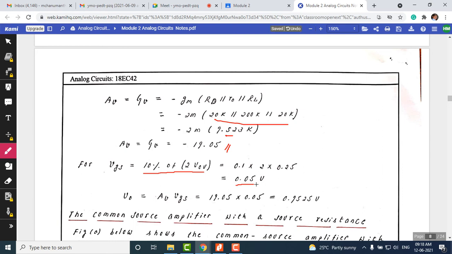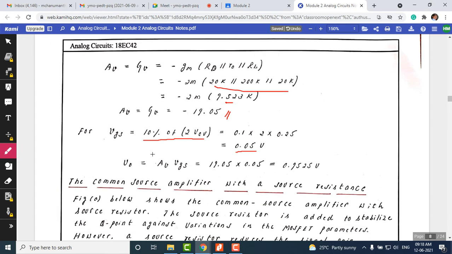Now here they are asking what the output voltage is. As per the definition, Av is nothing but Vo by Vi. In this case Vi is also equal to VGS. So Av is equal to Vo by VGS, or Vo is equal to Av times VGS. Now we can just multiply this VGS, 0.05, with the Av. Since this is a negative value, and output voltage magnitude is needed here, you can use modulus to avoid the negative sign. So 19.05 into 0.05 gives you 0.9525 volts here.